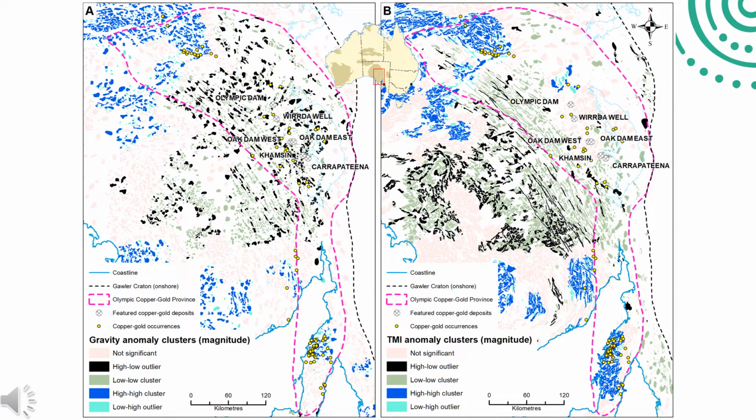Zooming in to the Olympic copper-gold province, we see a number of occurrences in the north at the edge of the high clusters. We also see a number of occurrences in the south over a group of high clusters. In the central region, we see mines and occurrences over high magnitude spatial outliers, and this region is the most well endowed for IOCGs.